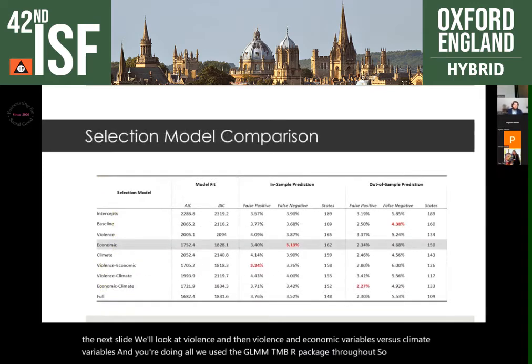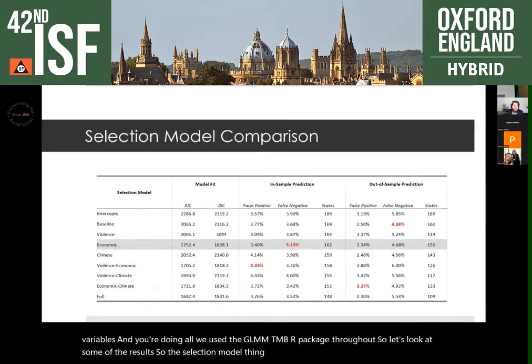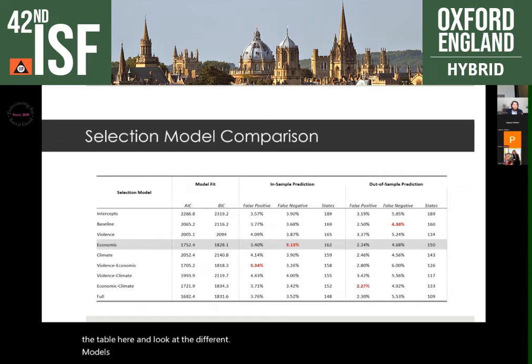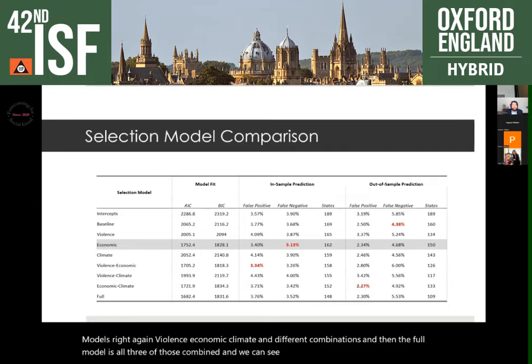So let's look at some of the results. The selection model, I think we do pretty well with, right? You can look at the table here and look at the different models: violence, economic, climate, and different combinations. The full model is all three of those combined. We can see in-sample prediction false positive, false negative, and out-of-sample prediction false positive, false negative. False positive being we predicted that there would be an event and there was no event, and false negative being we predicted there would be no event and then there actually was an event, right? In the selection model, we do okay. We're well under 10% total, and most of the models are predicting under 5%.